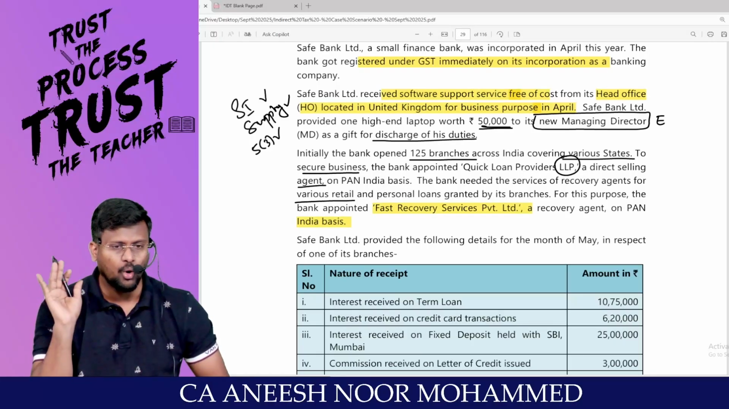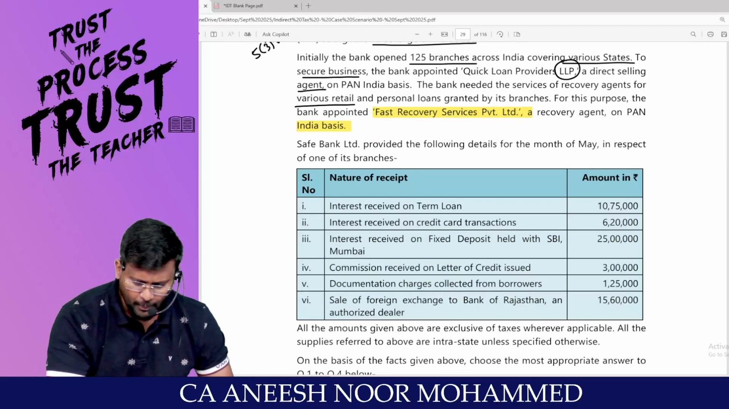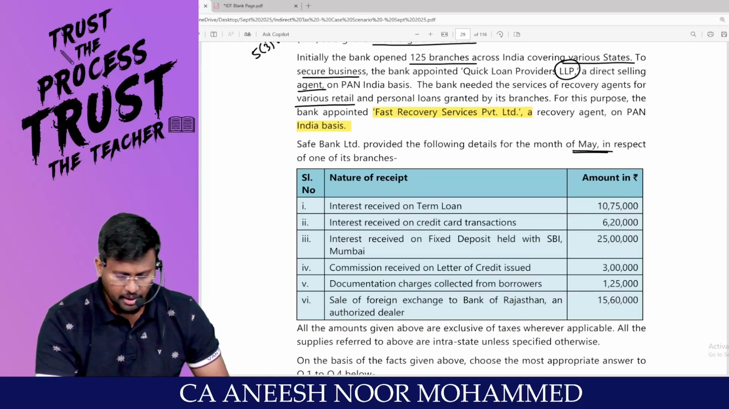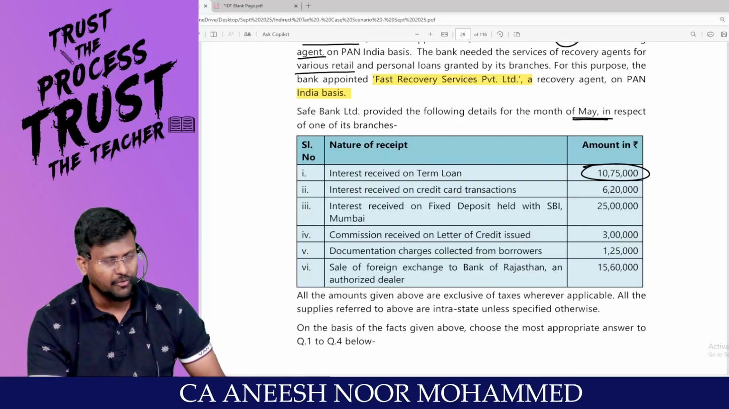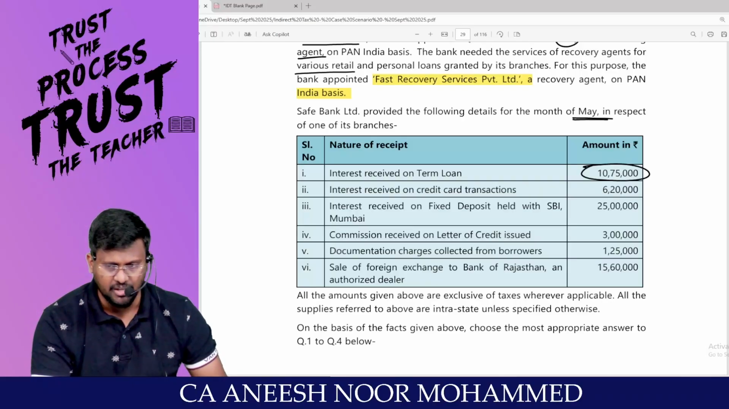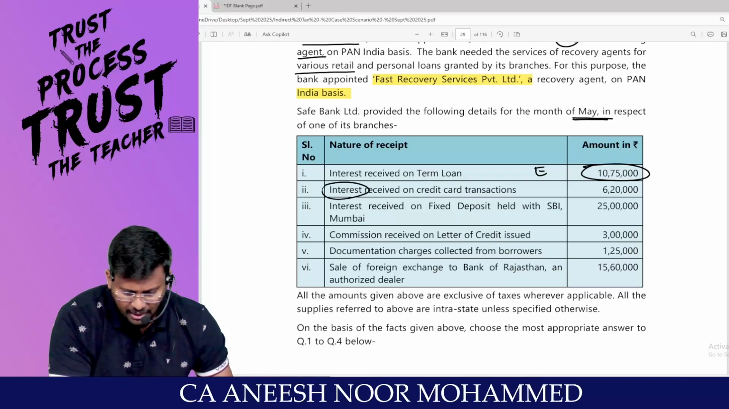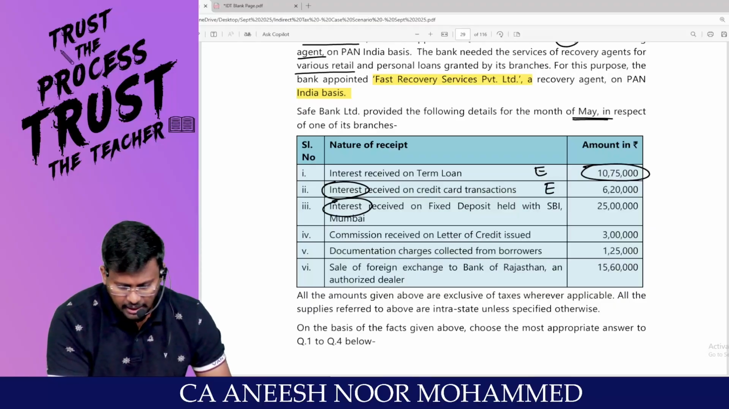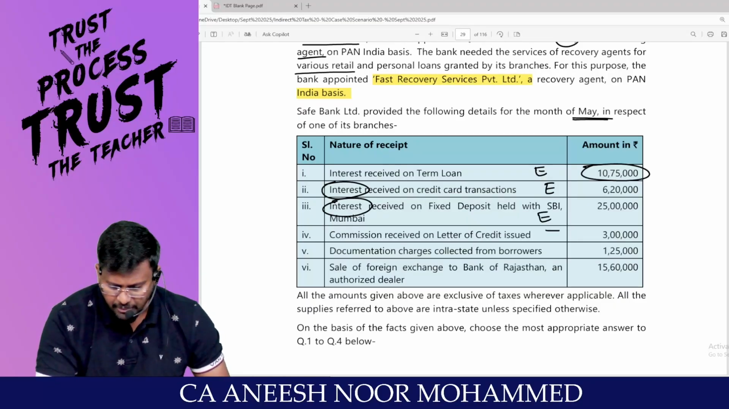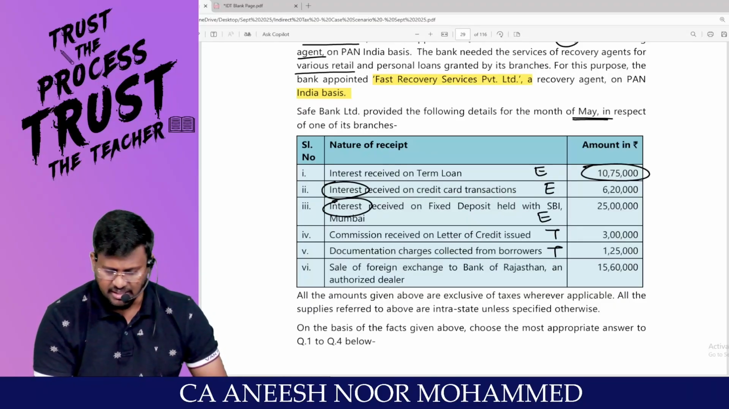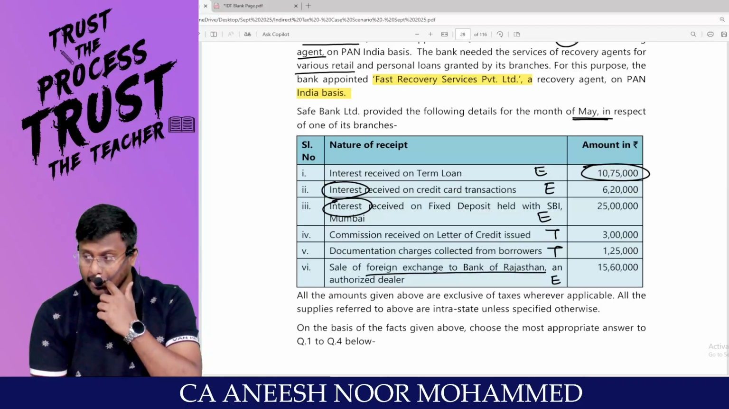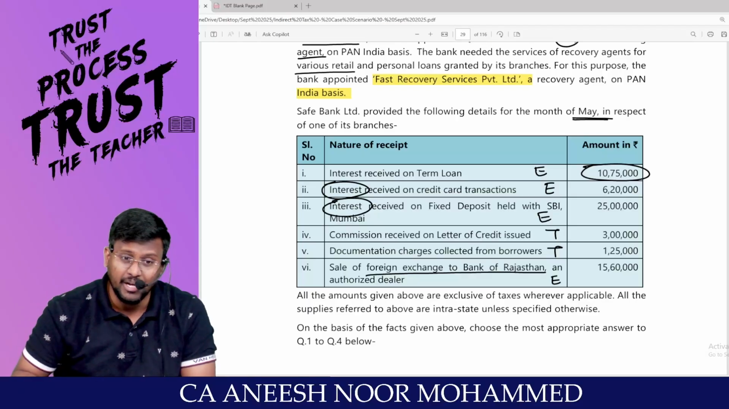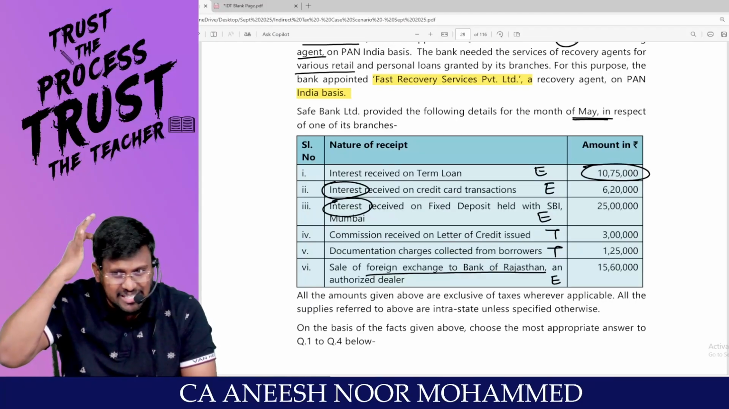Safe Bank provides the following details for the month of May in respect of one of its branches. Interest received on term loan. Service provided by extending loans or deposits for which consideration is received by way of interest or discount is exempt. So this is an exempt supply. Interest received, exempt supply. Commission, taxable. Documentation charges, taxable. Sale of foreign exchange to Bank of Rajasthan, exempted. Because, my dear lovable students, F stands for financial services; service provided by RBI is taxable.